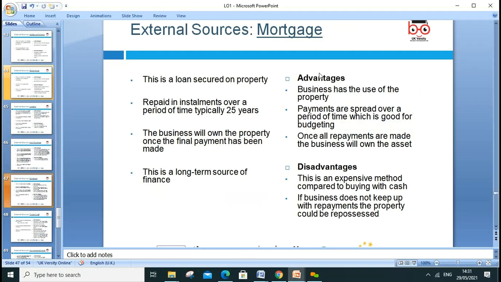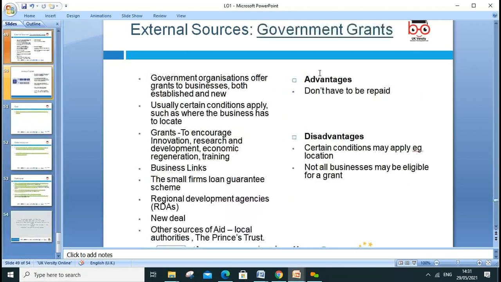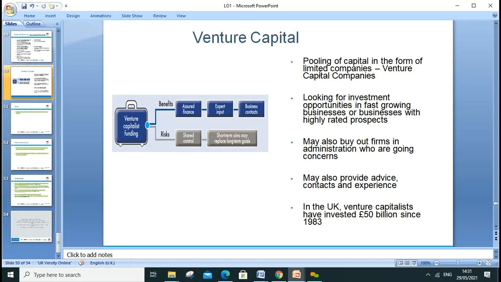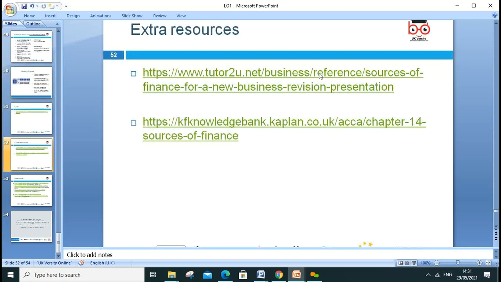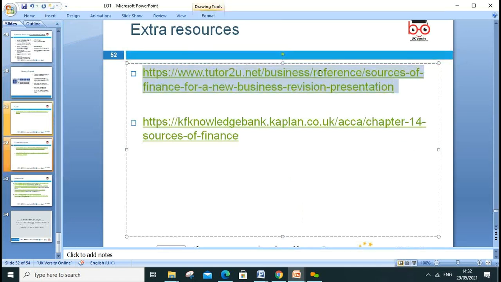Hire purchase, for things like vans and various other items, can be used. A mortgage is normally long term, and the mortgage rate can be very low. Trade creditors we can also get. Then venture capital: we can pool capital from a lot of companies into the form of limited companies. A venture capital company looks to invest in the opportunity of a fast-growing business, with high returns, and may also buy out the firm's administration who are concerned, and may also provide advice, contacts and experience. In the UK, venture capitalists have invested 50 billion since 1983. So that's a huge area we can look at.